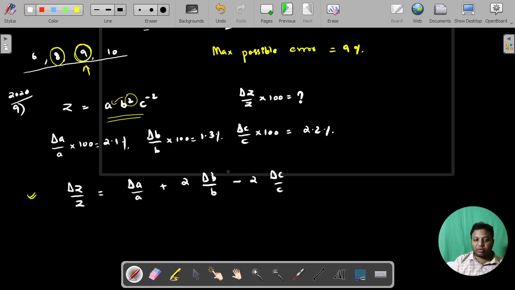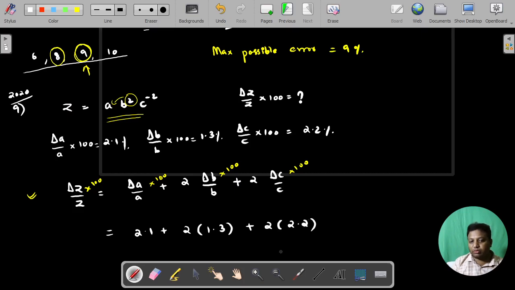So for this particular problem we write like this. We have to convert that minus into plus. Why? We want to get the maximum possible error. Then multiply both sides with 100, since they are asking for the percentage error in the measurement of Z. This is 2.1, this is 2 into 1.3, and 2 into 2.2.